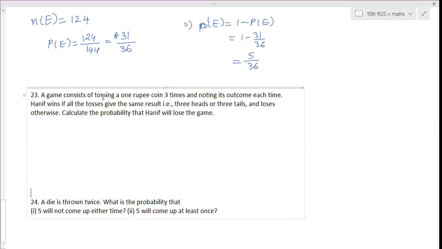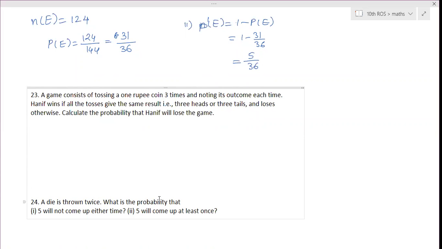A game consists of tossing a 1 rupee coin 3 times and noting its outcome each time. Hanif wins if all the tosses give the same result, that is 3 heads or 3 tails, and loses otherwise. Calculate the probability that Hanif will lose the game. Who will solve this? Ma'am, I'll try.